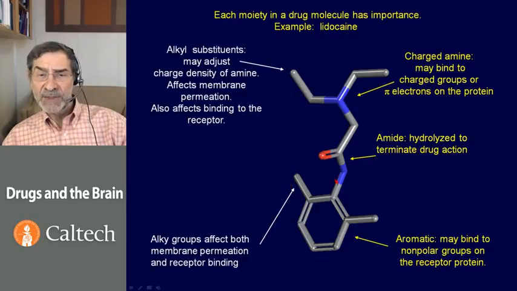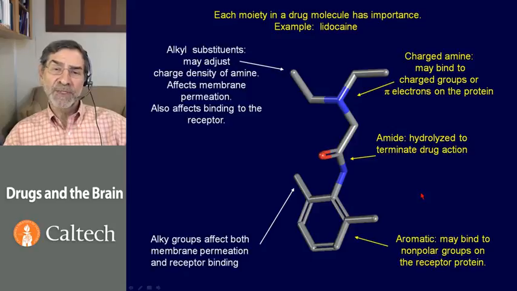And likewise, it's possible to tune up the properties of the aromatic group, here with methyl groups. So this is a wonderful set of tools that the pharmacologist and the medicinal chemist can use to make the best possible drugs.